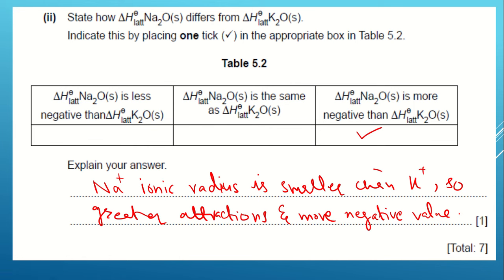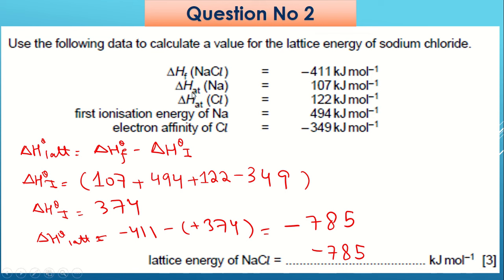So you are done with question number one, that was a past paper question, and now we can discuss another question, which is question number two, and we'll be discussing only a 3 marks question, then we'll be ending this video. So this question is: use the following data to calculate a value for the lattice energy of sodium chloride, right? So again you will be writing the equation firstly, that is delta H standard lattice is equal to delta H standard formation minus delta H standard ionization, right?